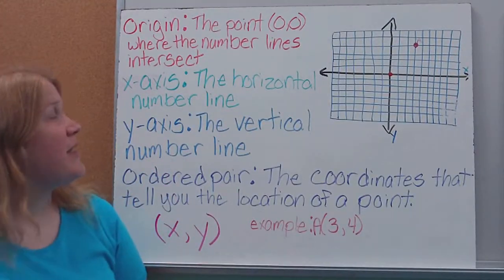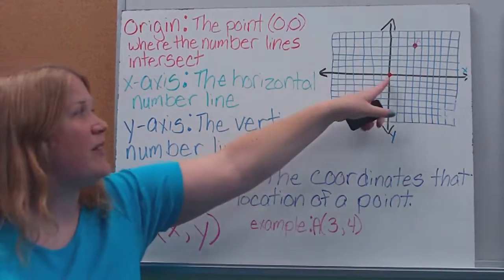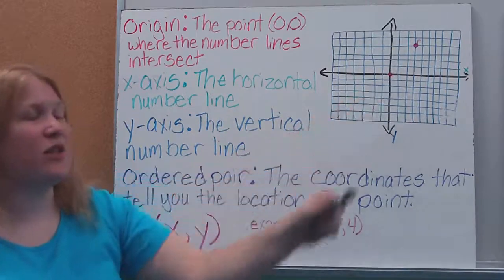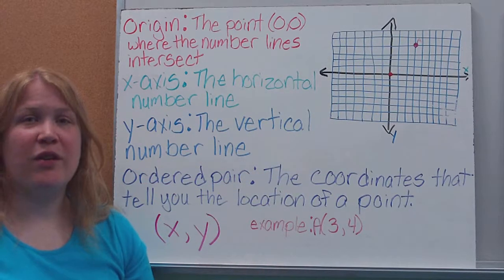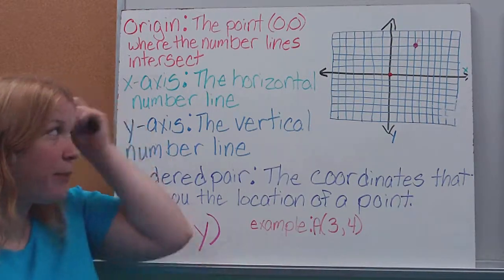So the origin is simply that 0, 0 point where the two lines cross. I've written it in red, so you'll notice that it's also in red right in here. This point where the two lines cross is 0, 0, the two zeros are crossing. That is our origin, which they're starting from.